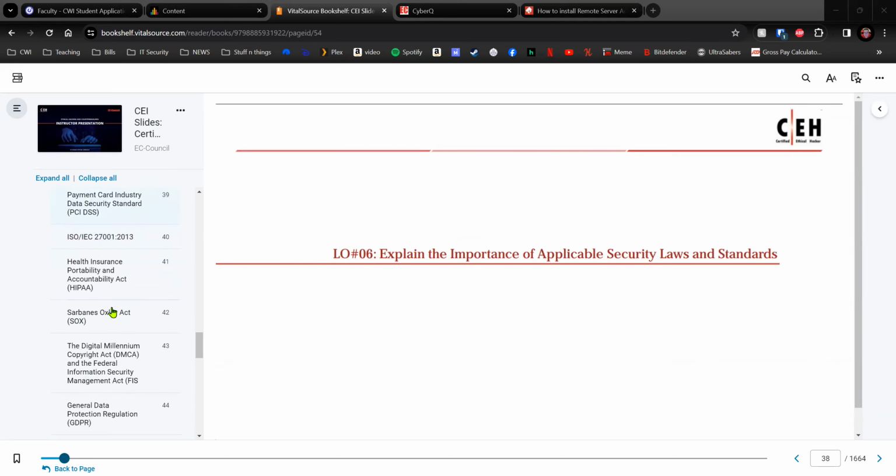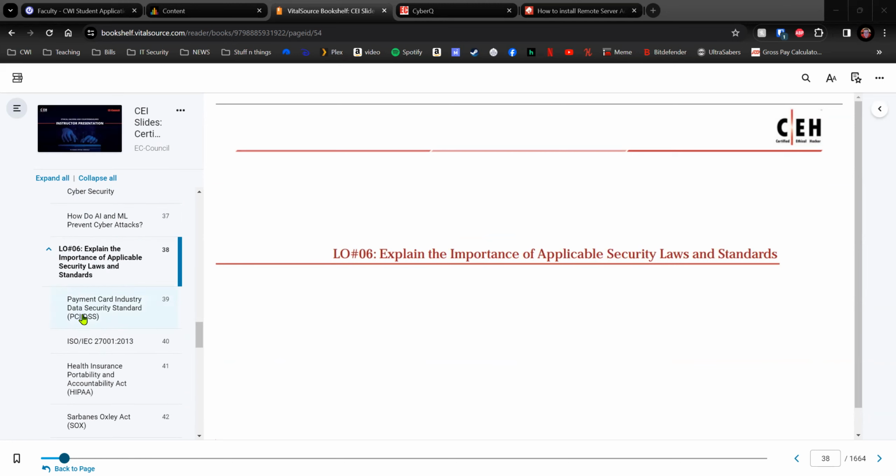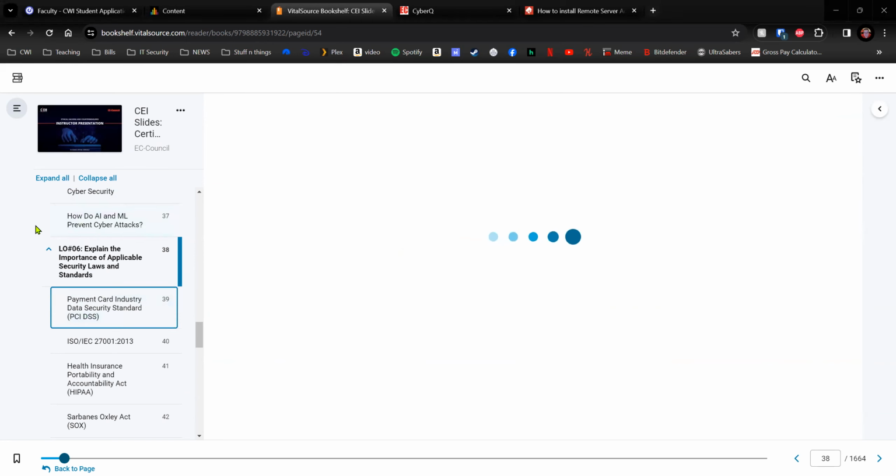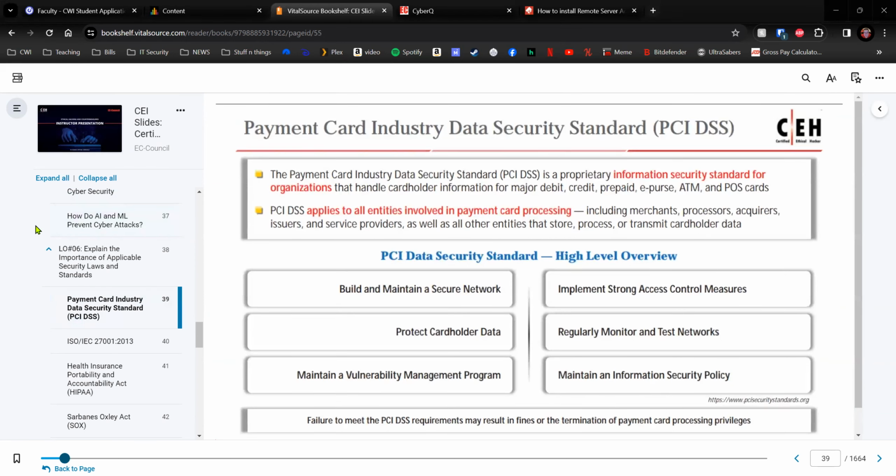Oh good, they actually put them all in here. And I will tell you, if you're doing the actual certification exam, yes, you actually do need to know what these are called. So PCI DSS is the Payment Card Industry Data Security Standard. I used flashcards to learn these.